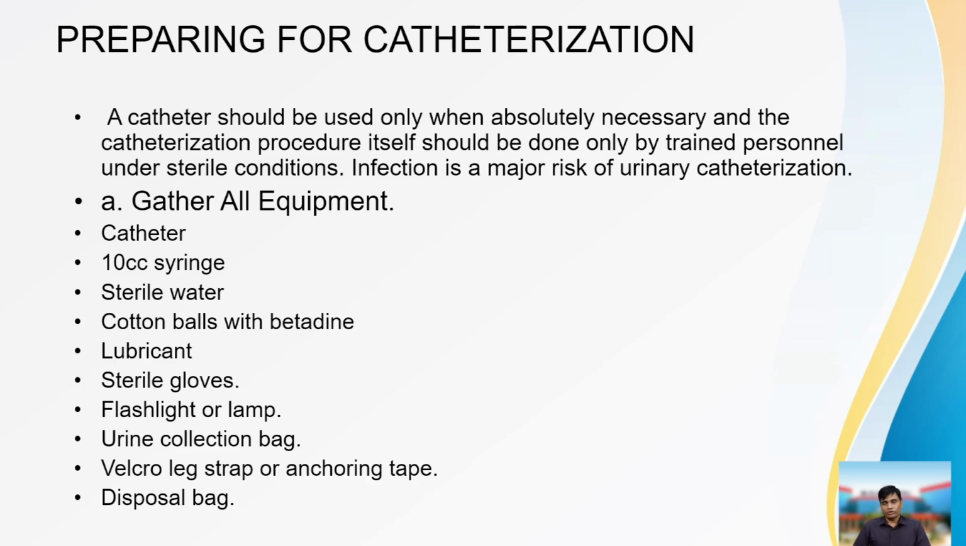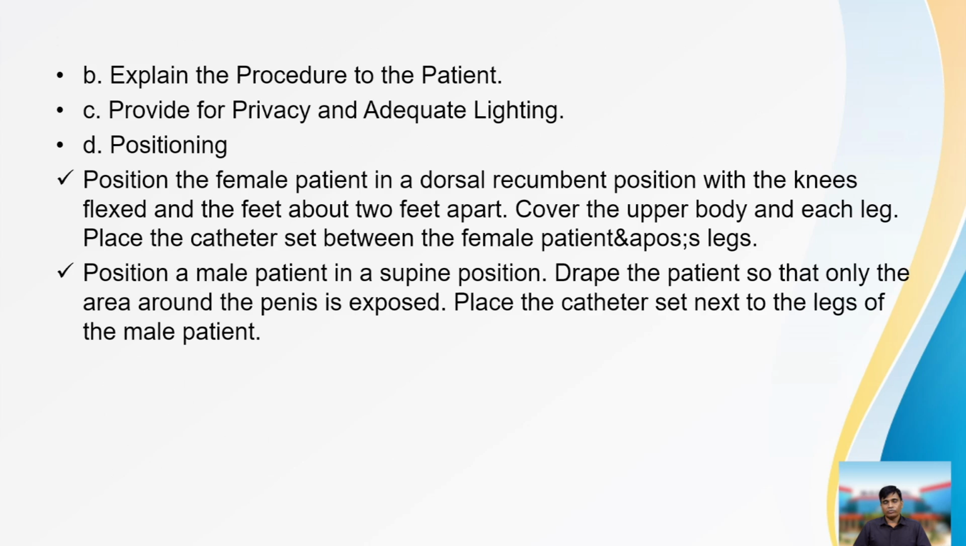First, collect the catheter according to the patient's size, and a 10 ml syringe. Then collect sterile water, cotton balls with betadine, lubricant, sterile gloves, and a flashlight or lamp for the perfect position of the patient. Then a urine collection bag, velcro leg strap or adhesive tapes, and disposable bags.